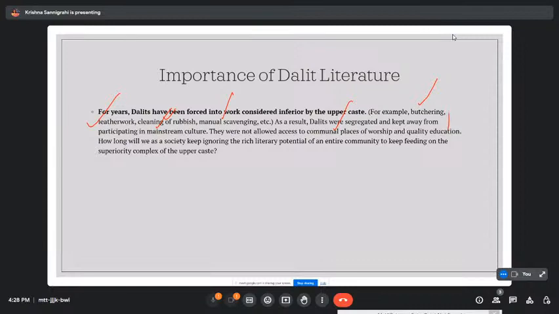How long will we as a society keep ignoring the rich literary potential of an entire community to keep feeding on the superiority complex of the upper caste? So how long will we as a society keep ignoring what? Ignoring the rich literary potential of an entire community to keep feeding on the superiority complex of the upper caste. So how long will the upper caste people think that they are superior, and undermine the quality and richness of the people who have always been subjugated because of the existing situations and the customs which have been followed day after day.